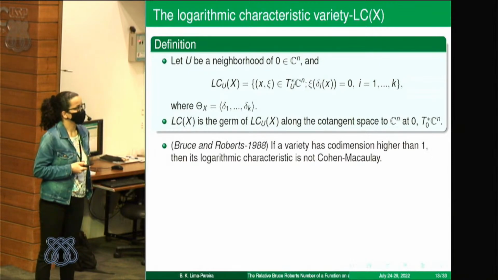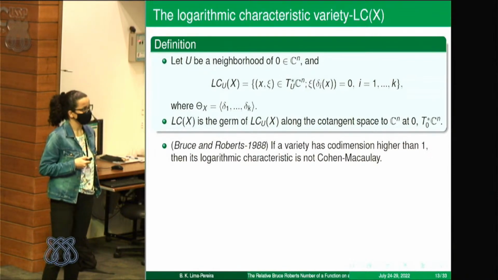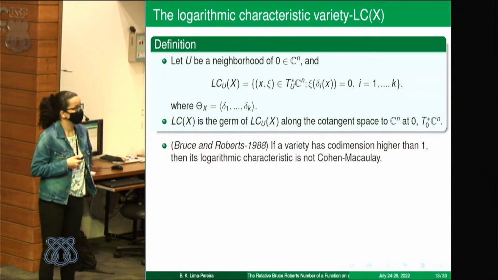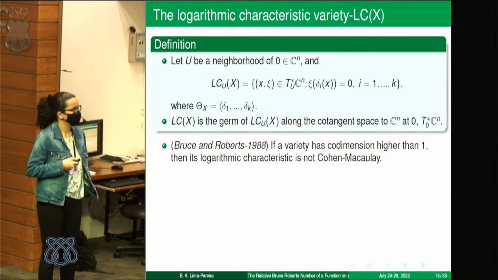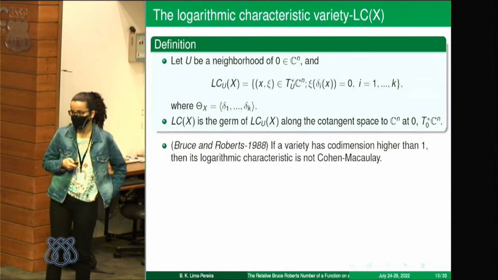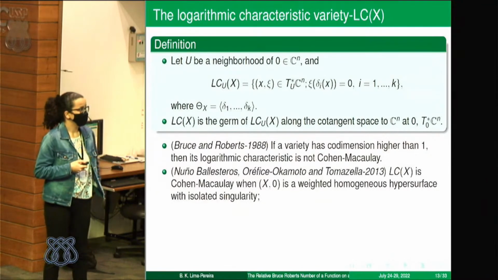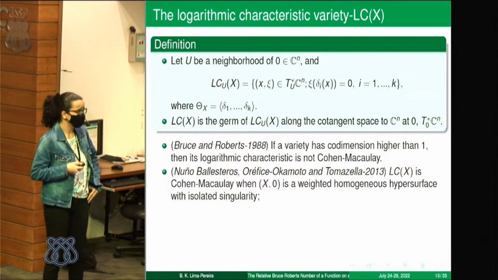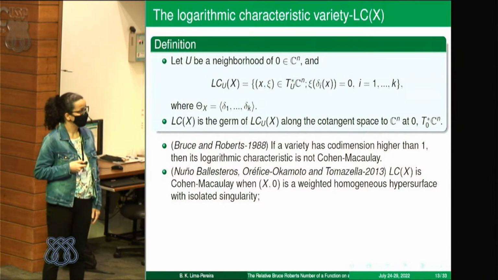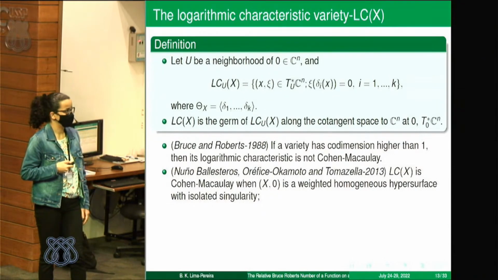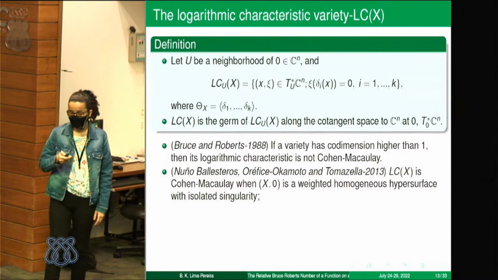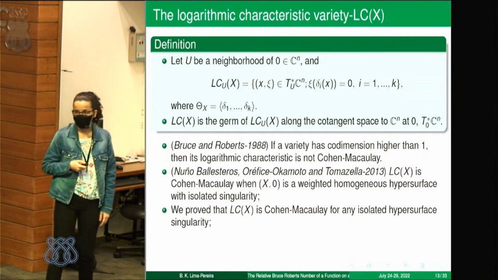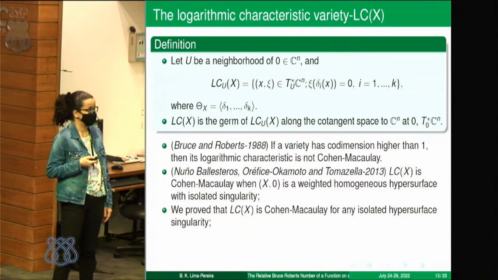Well, now, Bruce and Roberts proved that if a variety has codimension higher than 1, then its logarithmic characteristic variety is not Cohen-Macaulay. Okay? Nuno Ballesteros, Oréfice-Okamoto, and Tomazella proved that LCX is Cohen-Macaulay when X is a weighted homogeneous hypersurface with isolated singularity. And we extend this result, proving that LCX is Cohen-Macaulay for any isolated hypersurface singularity.